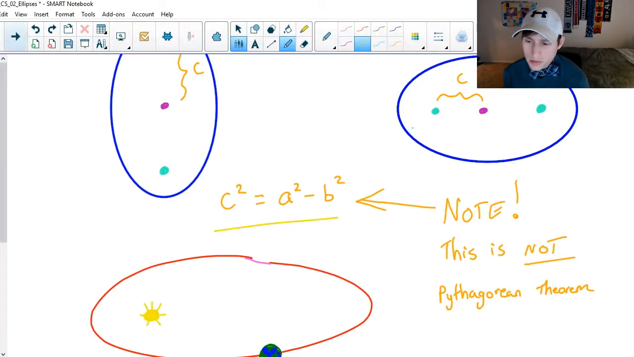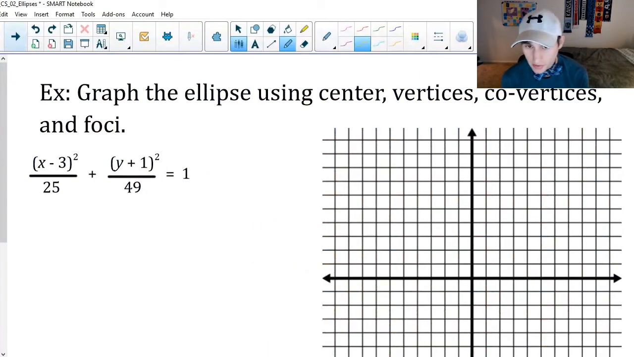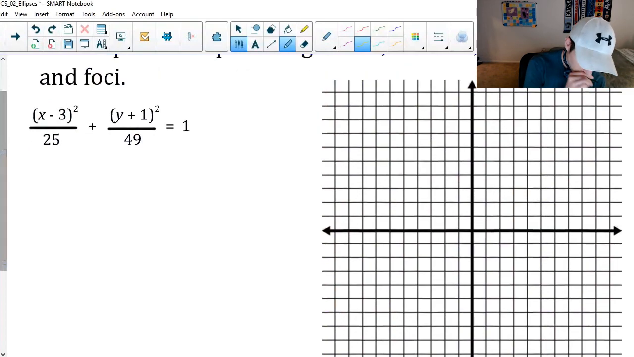Okay, so we're going to do two problems of practicing just graphing these ellipses. All right, and we're going to find all of our stuff, like the foci, the vertices, covertices, etc. So let's kick it off with the easy part. I have this equation. So let's first find the center.